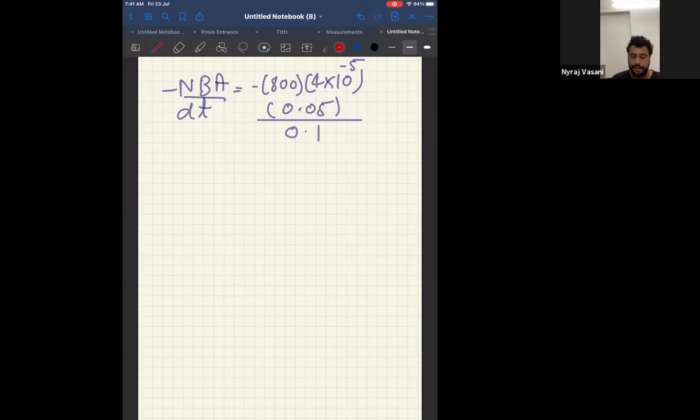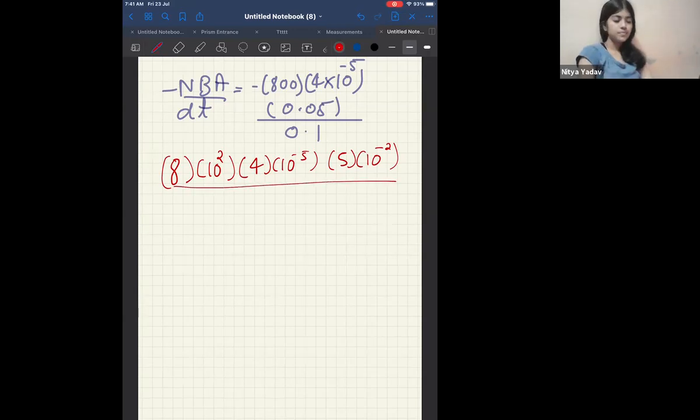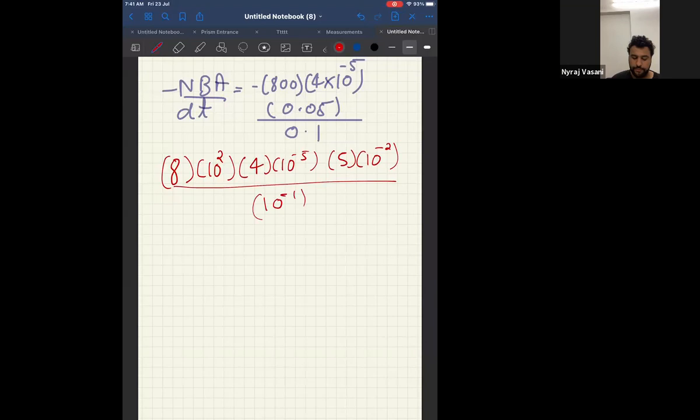Let me write it again on a single line. So can I write minus, I'll ignore the negative sign now, 800, can I write it as 8 into 10 square? Correct? 800 as 8 into 10 square into 4 into 10 power minus 5, and 0.05 can be written as 5 into 10 power minus 2. Just tell me yes or no. 0.05 is actually 5 into 10 power minus 2 divided by 0.1. Can I write it as 10 power minus 1? Understood my substitution and simplification? 0.1, I wrote it as 10 power minus 1.